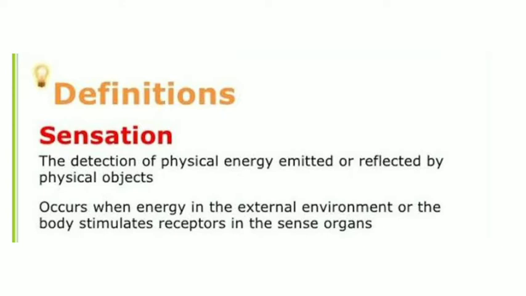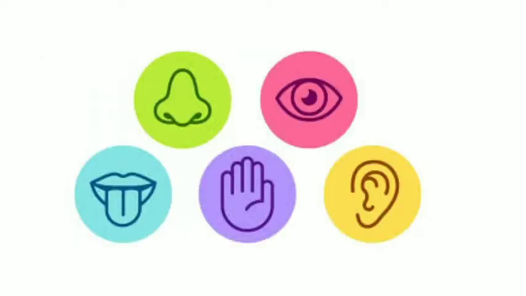So the definition of sensation would be the detection of the physical energy emitted or reflected by physical objects, which occurs when the energy in the external environment or body stimulates receptors in the sense organ. So sensation is something which is felt by our senses or our sense organs. So these are our 5 sensory organs, that is nose, eyes, touch or skin, taste, and hearing. Okay, so all these are our 5 sensory organs.